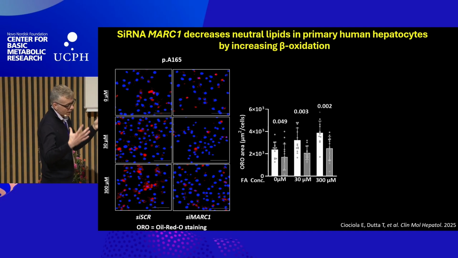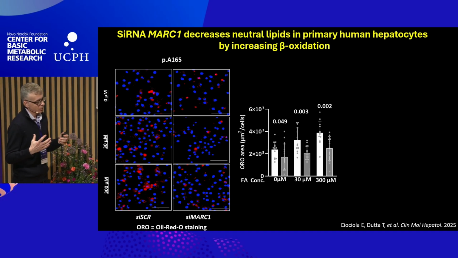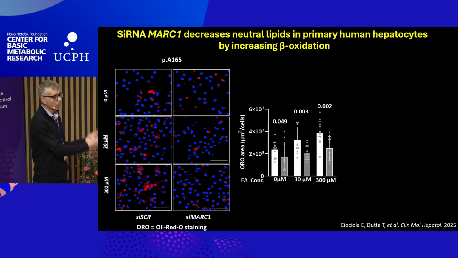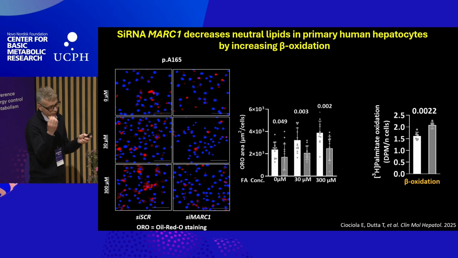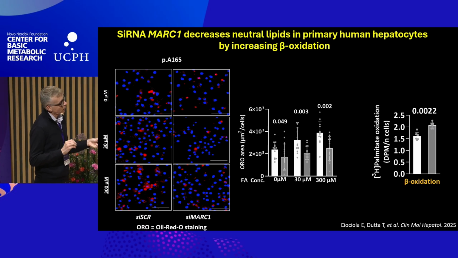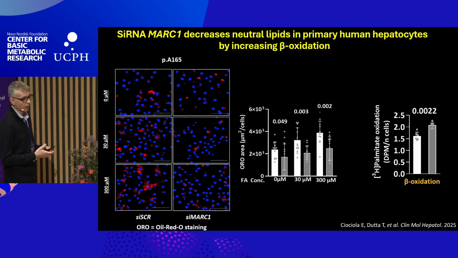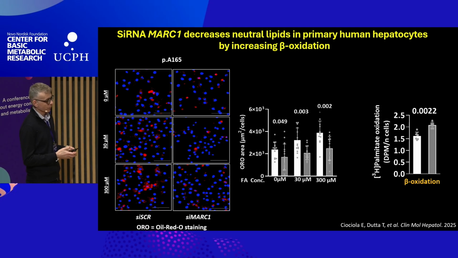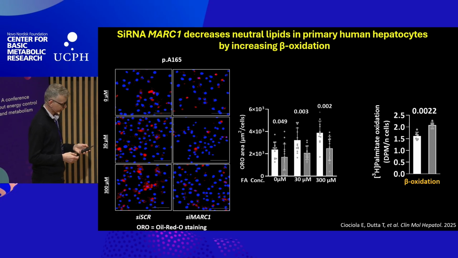So then we ran tracers to figure out what is the mechanism behind it. Is this lower de novo lipogenesis? Is this more beta oxidation? Or maybe less mobilization from lipid droplets? This is only the positive result, and you can also look at all the other pathways. What we could see was that when you knock down the MARC1 protein, you have more beta oxidation in the cell. So this is the way it changes the amount of fat in the hepatocyte.